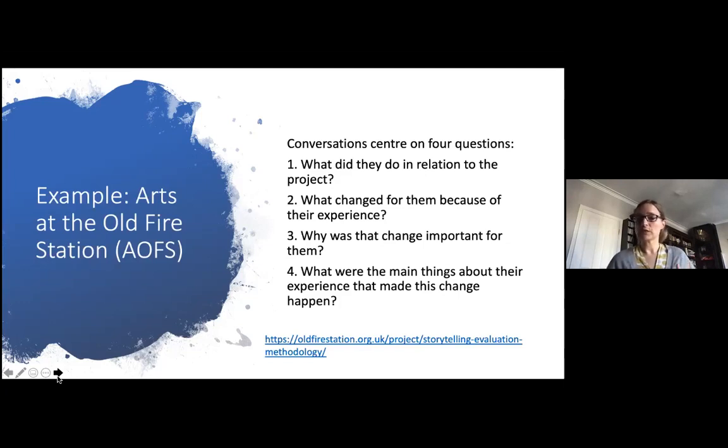What did they do in relation to the projects? What kind of activities did they take part in? What changed for them? Why was that change important? And what were the main things about their experience that made this change happen? So if you're interested in that kind of methodology, I really recommend having a look at that handbook.